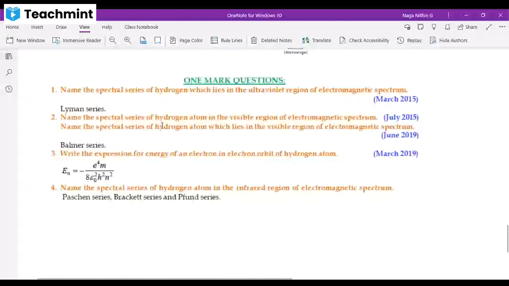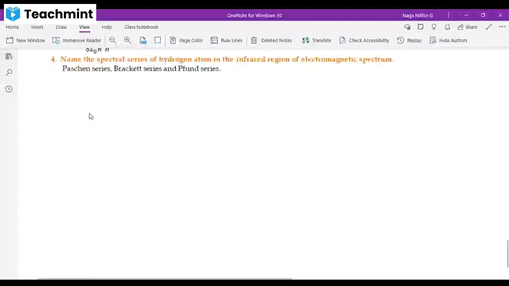Next, one more question, just 4 are there. You prepare this. My guess from this chapter is that only on the spectral lines there is a chance of asking the question. Name the spectral series of hydrogen which lies in the ultraviolet region of the electromagnetic spectrum. You must see here, totally 5 series are there.